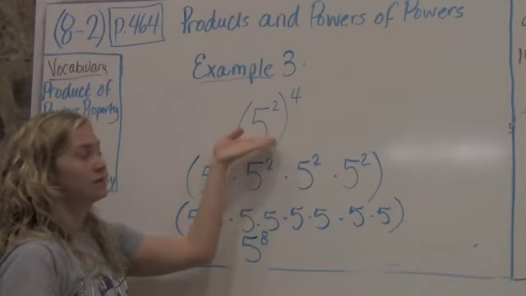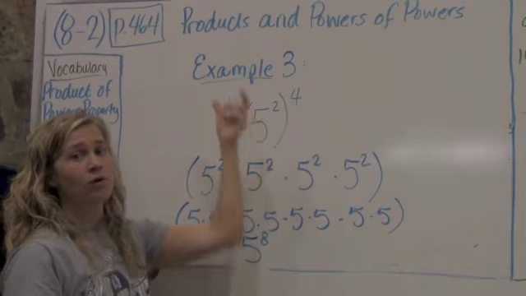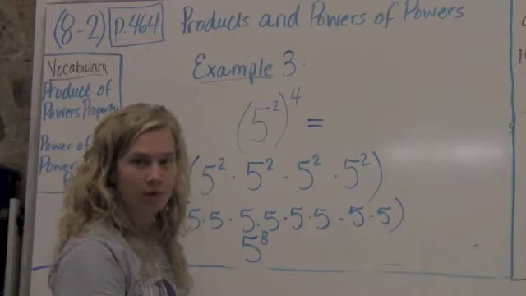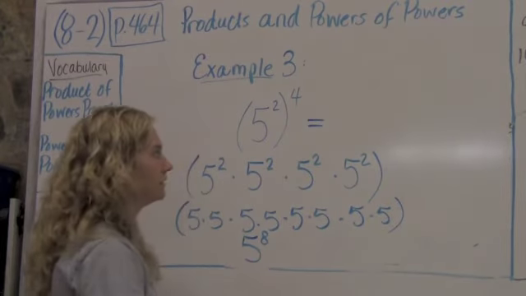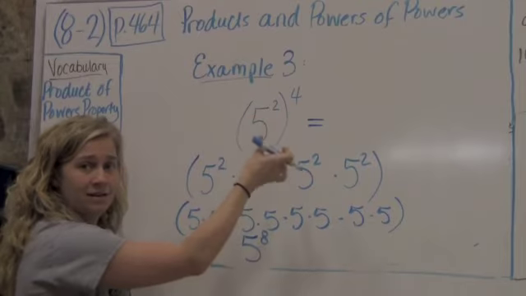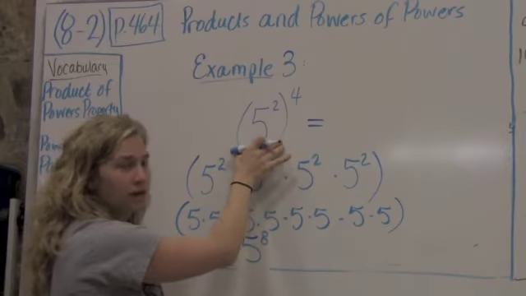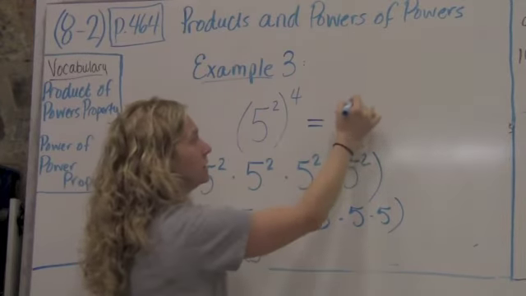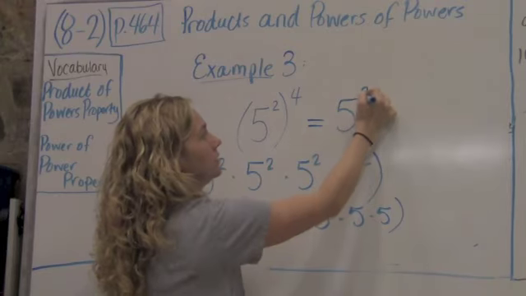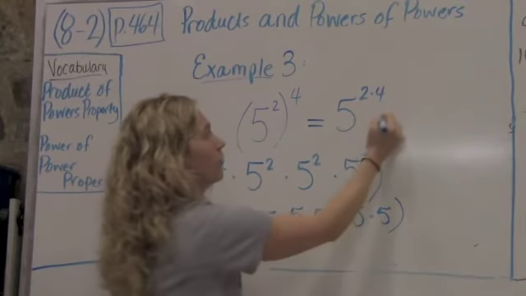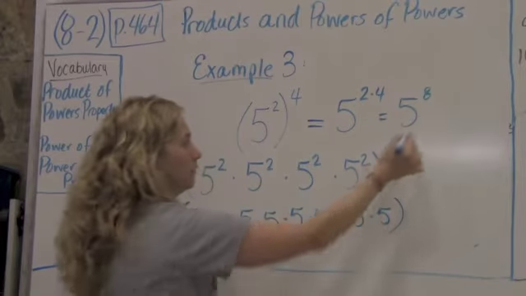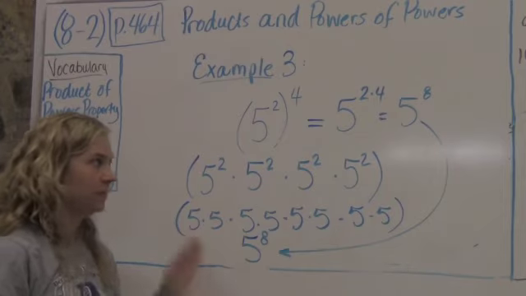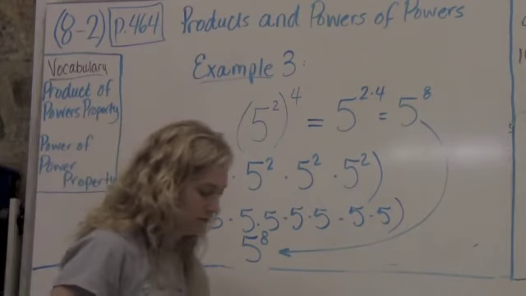So what you can see is when you are raising a power to a power, and this is the power of power property that you're going to find on page 466, then you no longer add the exponents, but in this case you can multiply the exponents. So you could say 5 squared raised to the power of 4 is the same as 5 raised to the 2 times 4, or 5 to the 8th, which of course you can see you got when you did expanded notation. Okay? That's the power of power property.